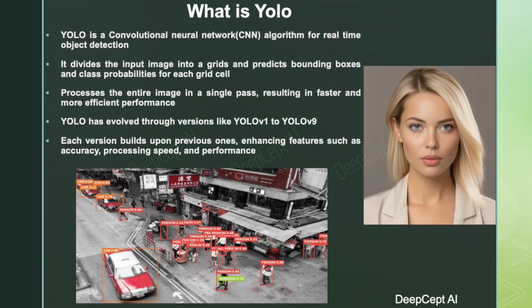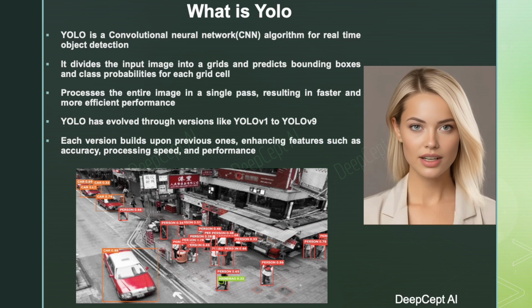YOLO, short for You Only Look Once, is a groundbreaking convolutional neural network, CNN, algorithm designed for real-time object detection in images and videos. One of its key innovations is its ability to process the entire input image in a single pass through the neural network, enabling faster and more efficient performance compared to traditional object detection methods.